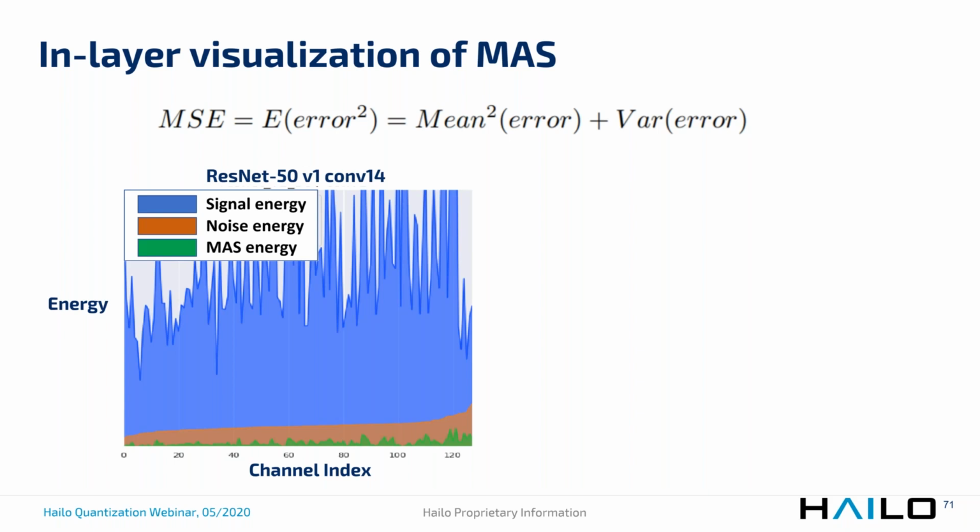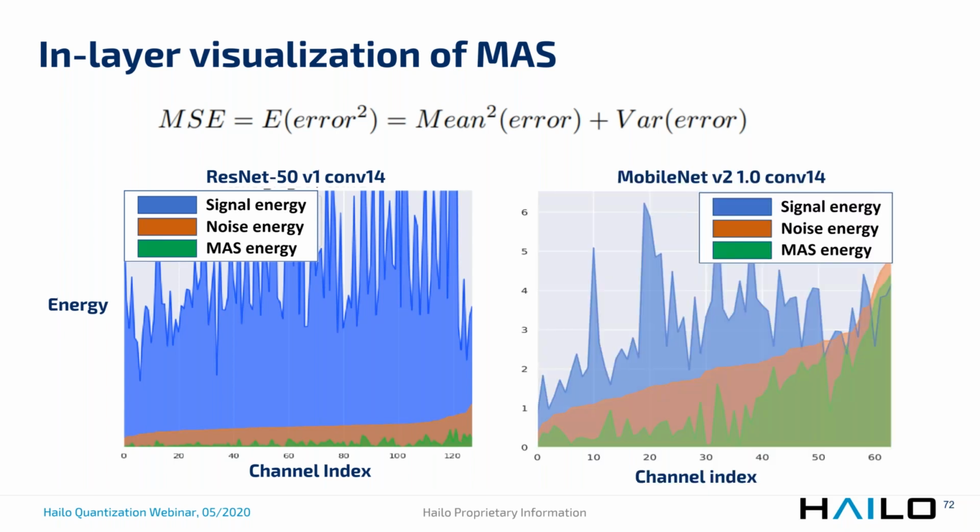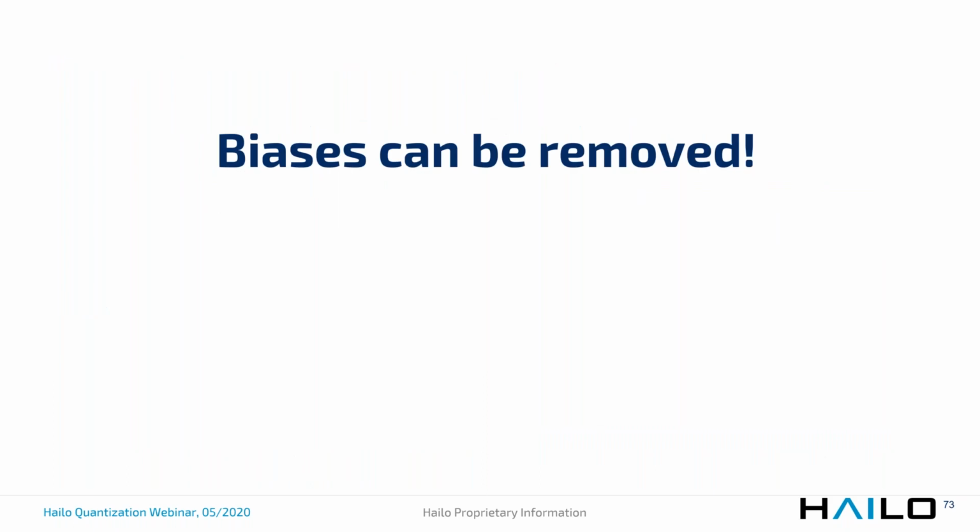And if you look at ResNets, you can see that most of the noise energy is explained by the variance, and the mean shift is a very small amount of the noise. However, in mobile nets, the picture is completely reversed. So this mean activation shift is responsible for most of the noise. Luckily, biases can be removed in a very simple manner, simply by adding them back into the bias term of each layer.